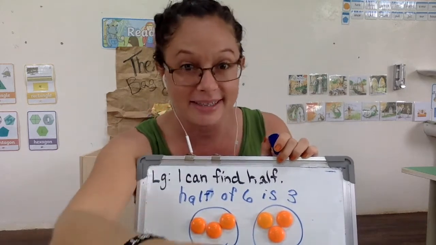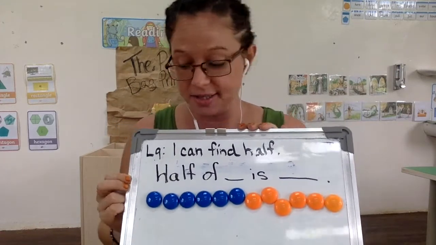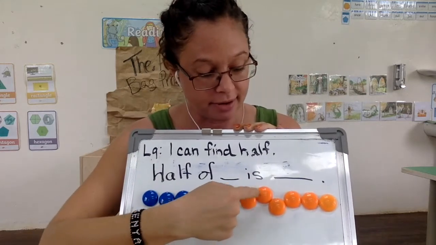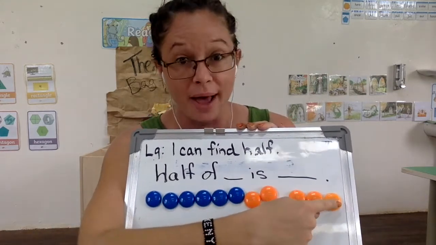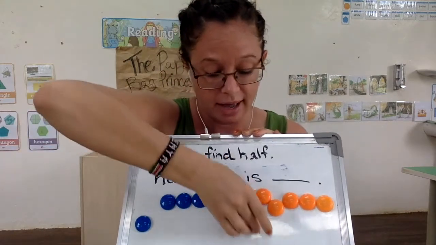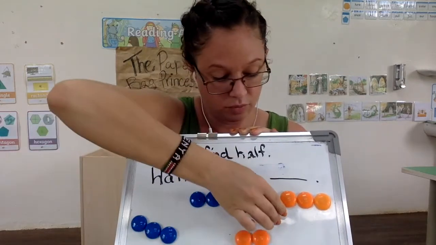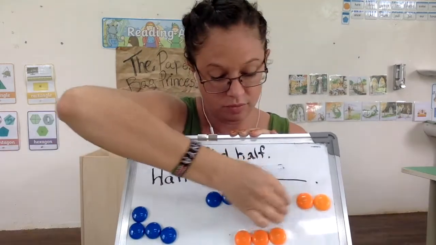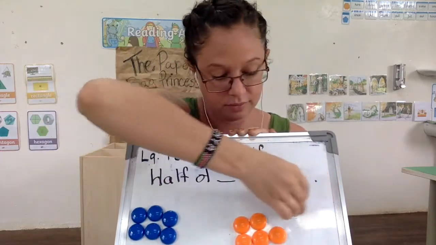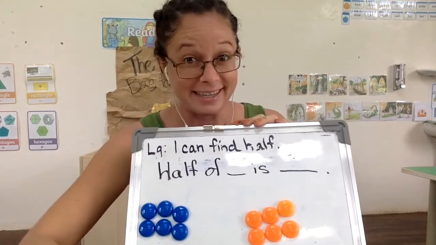Let's try another example. This time, I have 12 magnets. 1, 2, 3, 4, 5, 6, 7, 8, 9, 10, 11, 12. I want to find half. So again, we will divide them evenly. Now I can see half of 12 is 6.